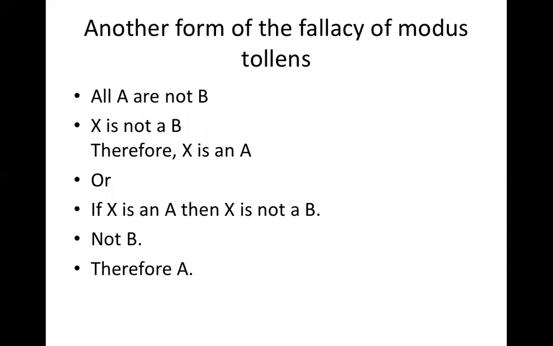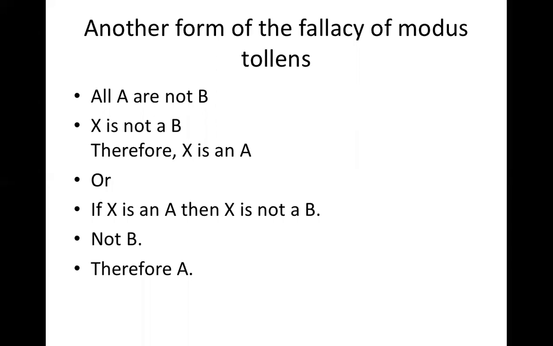Now you can see that premise 1 is negative. Premise 1 is saying something negative about B. And premise 2 is also negative about B. So both premises 1 and 2 are negative about B, about the consequent. In mathematics, you know that 2 negatives give you a positive. Do you remember that? 2 negatives give you a positive.